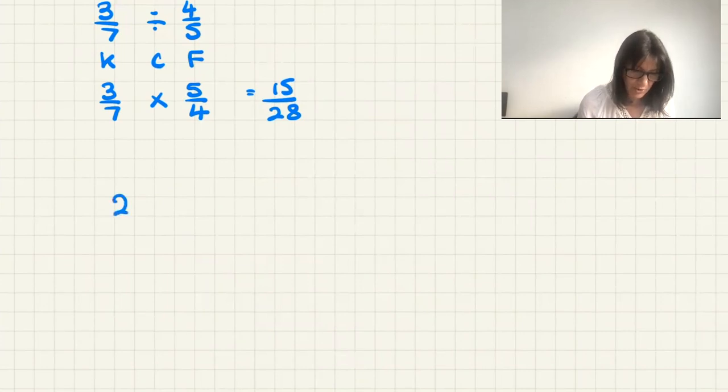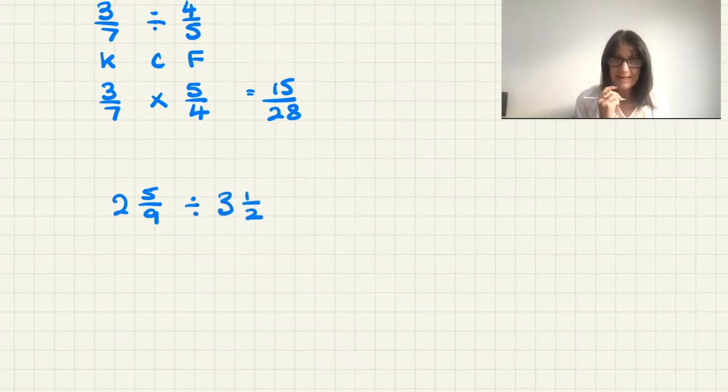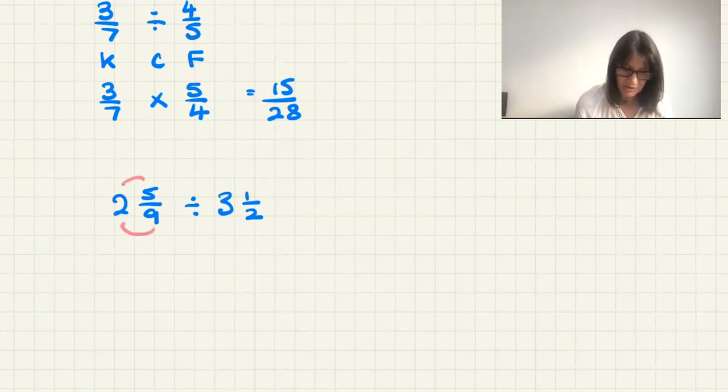So let's do 2 and 5/9. That is a 5, not a 3. Divided by 3.5. Okay, so remember, I've said this on all the fraction videos. We have a method for fractions, not mixed numbers. So I've got to turn this into fractions before I can do my KCF. Okay, so 9 2s are 18. Add on the top, and I've got 23.